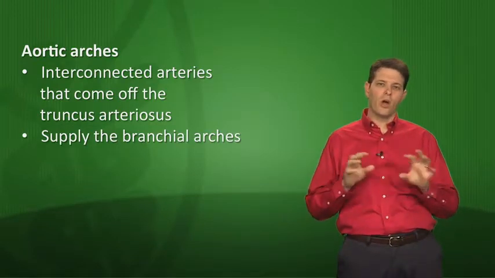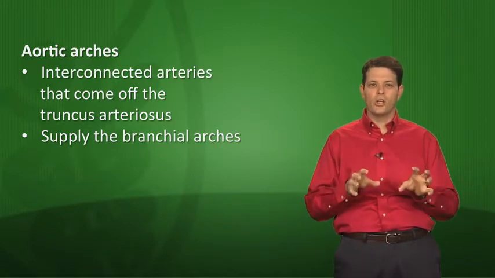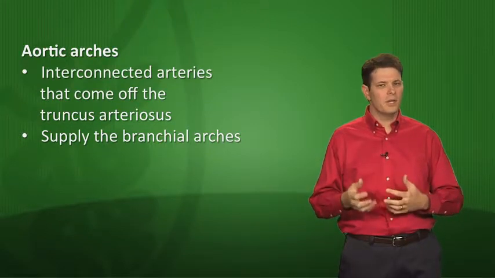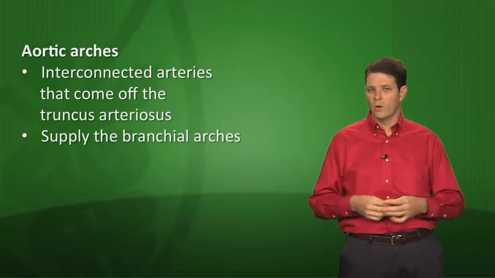And just like the branchial arches and clefts and pouches all went on to develop into something else, each of these aortic arches develops into something else. So we're going to walk through all of them, but I'm going to tell you up front, the ones that you're most likely to be tested on are the third and fourth aortic arches.